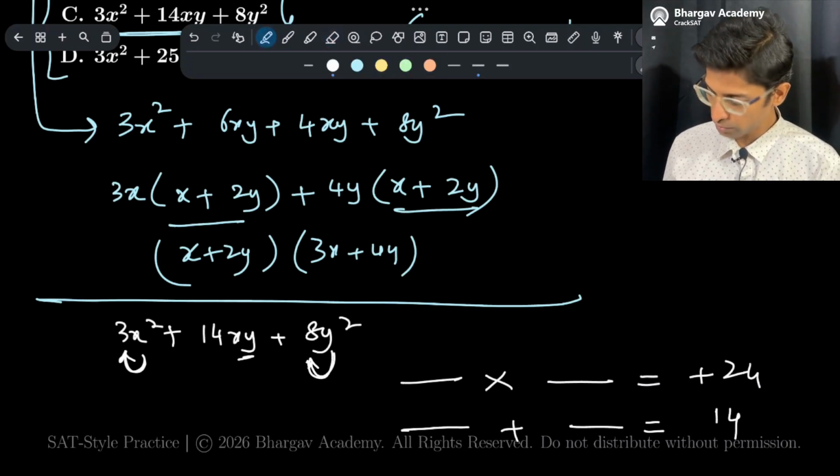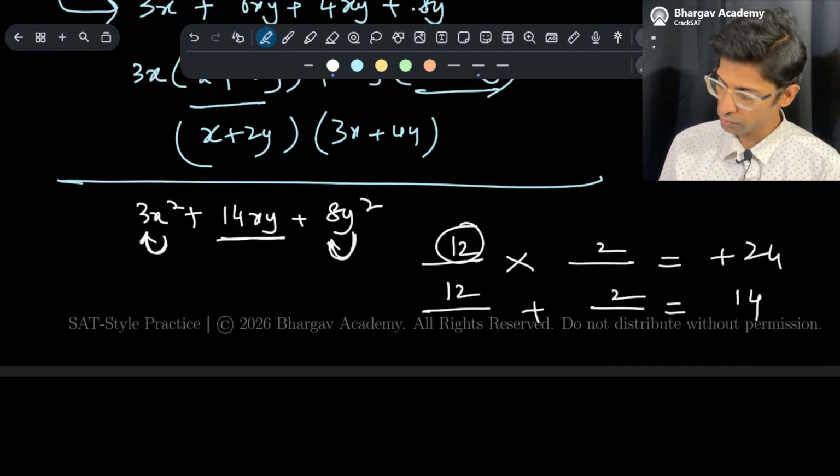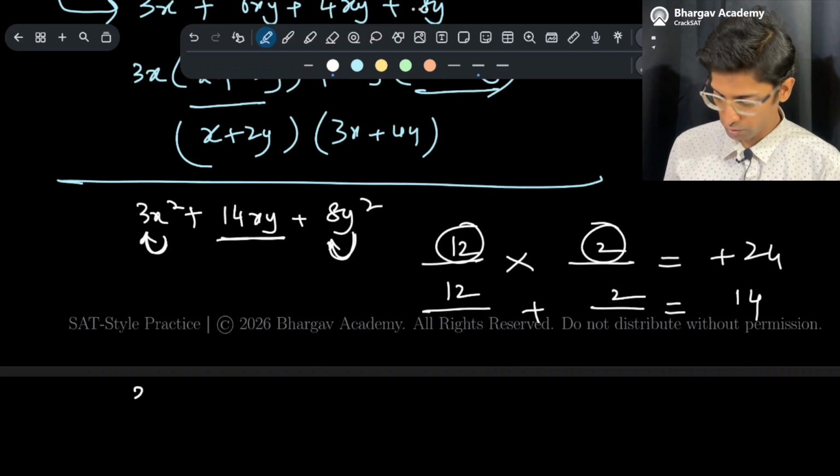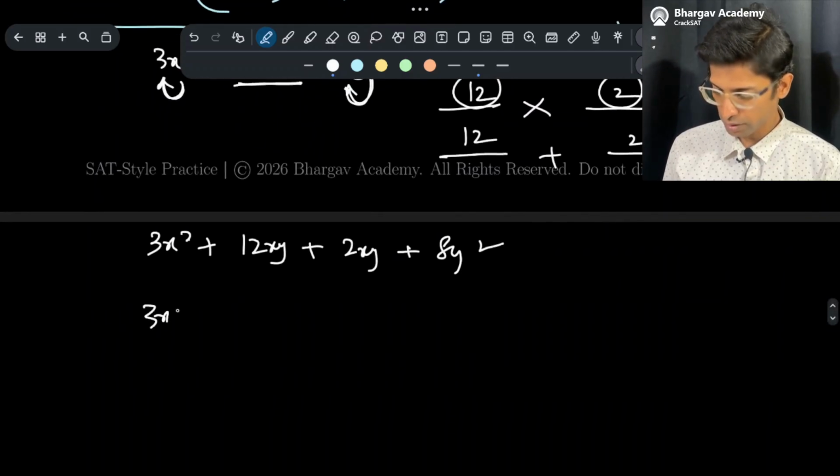So what are these two numbers? 12 and 2, straightforward. So I'll split this middle term, 14xy, as 12xy plus 2xy. So 3x square plus 12xy plus 2xy plus 8y square. So 3x, x plus 4y.